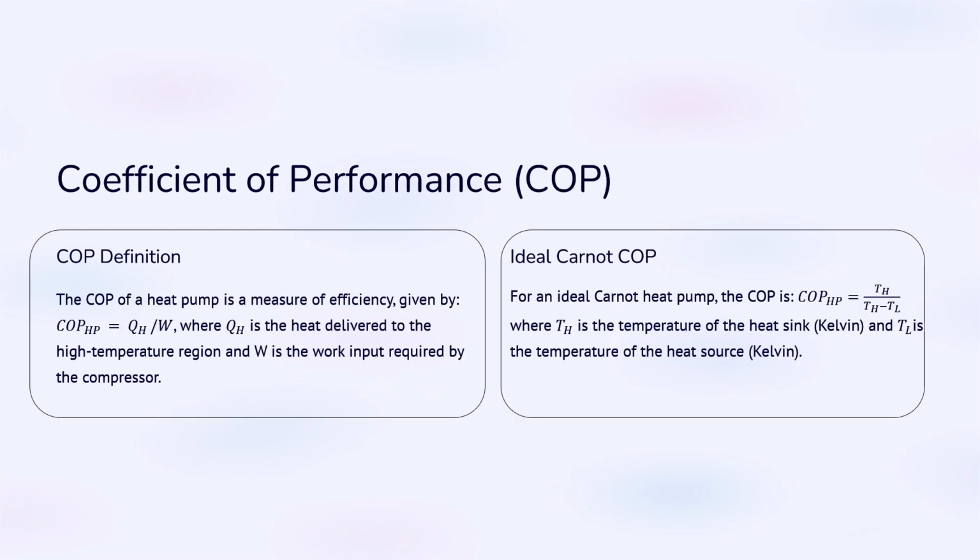Coefficient of performance of a heat pump. The coefficient of performance of a heat pump is a measure of its efficiency. It's given by the heat delivered to the high temperature region divided by the work input required by the compressor. The ideal Carnot coefficient of performance is given by the temperature of the heat sink divided by the difference between the temperature of the heat sink and the temperature of the heat source.